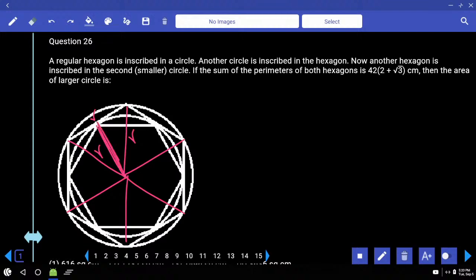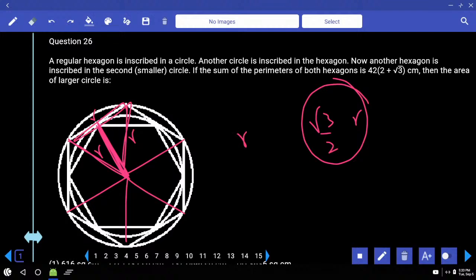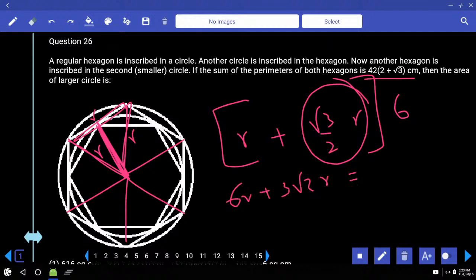This is the radius of the inner circle, that is the height of this triangle. Understood or not? So that is root 3 by 2 R. Can I write it? Root 3 by 2 R is the side of the inner hexagon and R is the side of the outer hexagon. Perimeter will be into 6. That is 6R plus 3 root 3 R is equal to 84 plus 42 root 3.